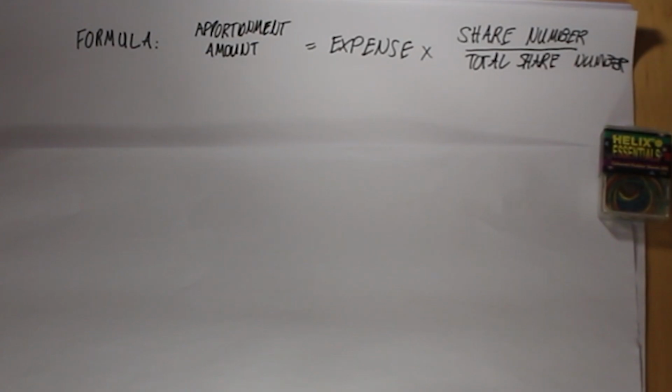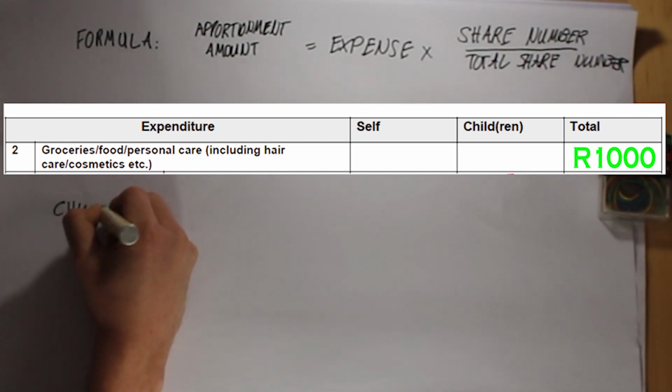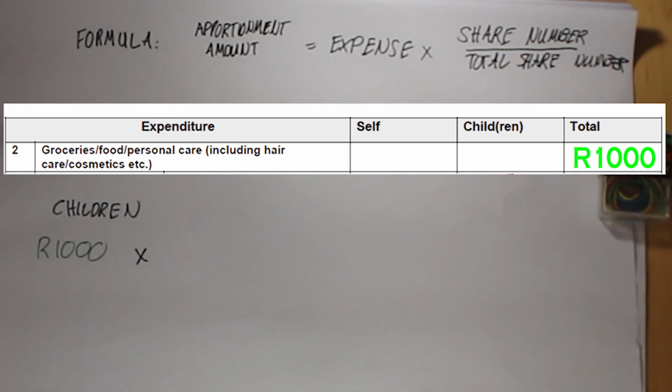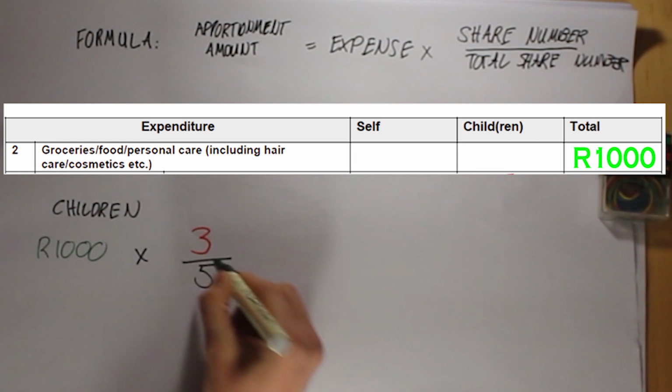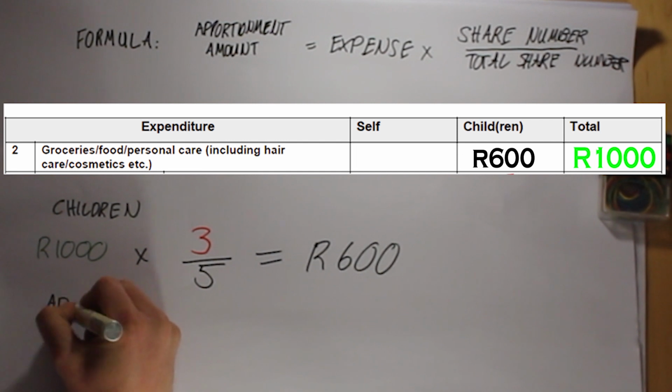Now that we have this formula, everything should be a lot easier. Now looking at the same example we used earlier, we're going to have a maintenance supply sheet in front of us with 1,000 Rand in the total column. And this has been previously backed up by receipts. From the example we had, we can see that there's 1 adult and 3 children. Now to work out the apportionment for the children, we will take the expense amount of 1,000 Rand times the share number of the children, which is 3, over 5, which is the total share number of the house. This will give us the particular apportionment that we give to the kids.